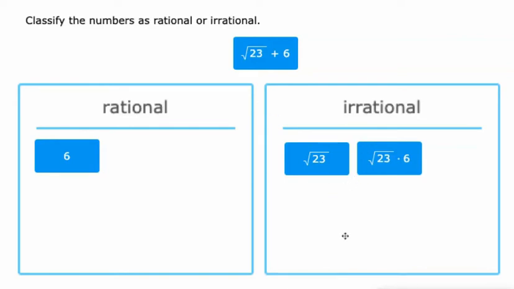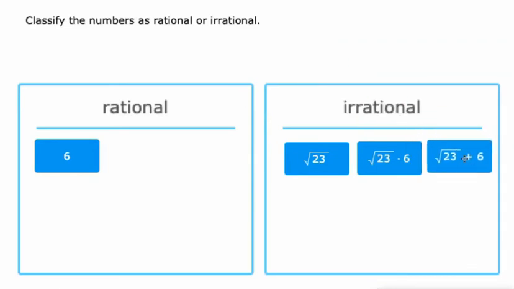However, and I couldn't find an example like this on IXL, if you do irrational times an irrational, sometimes you will get a rational number. And if you add them together, that would be irrational as well.